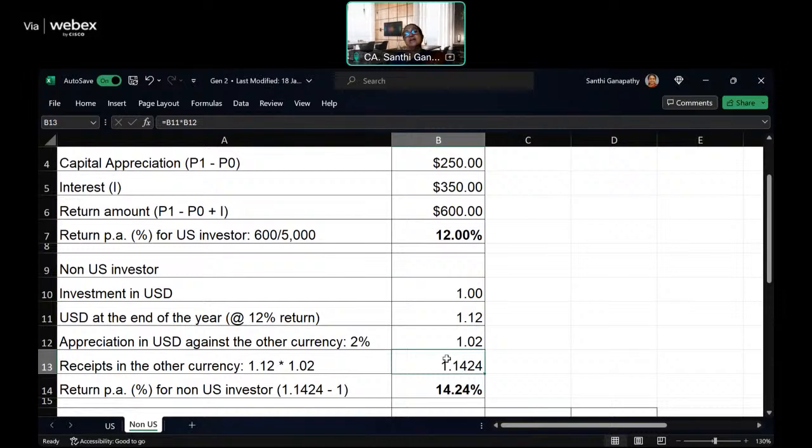The other way is where we do not have the other currency, and therefore we can simply, without mentioning anything about the other currency, find out what the return is. Only for a US investor, the return would have been 12%. But because the appreciation is mentioned, it cannot be just US dollar. There has to be some other currency. Which currency is that? We do not have the information, but we can find out.